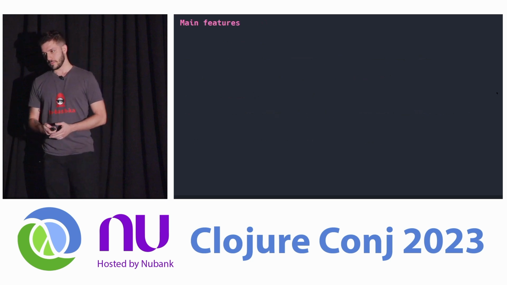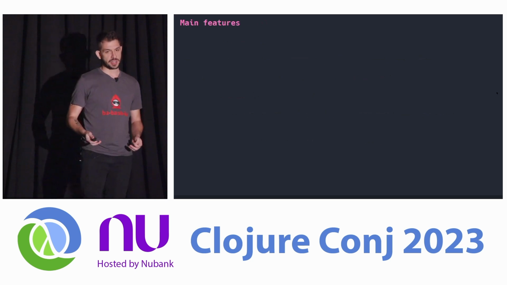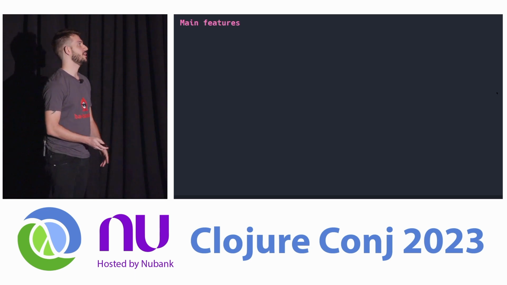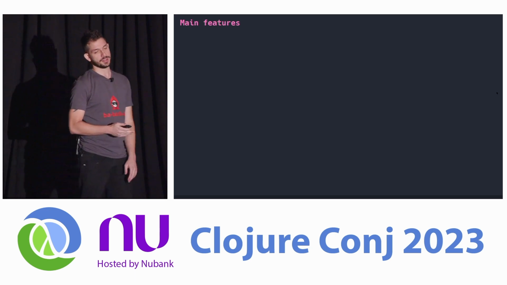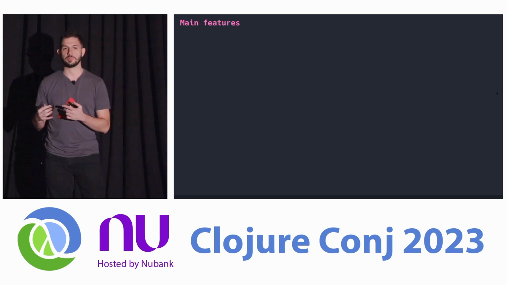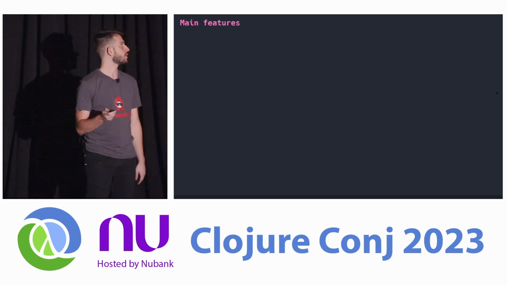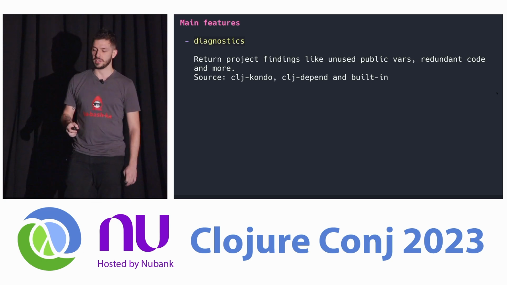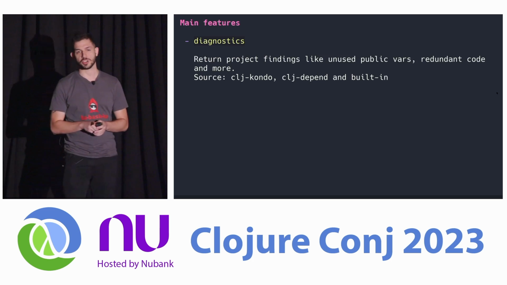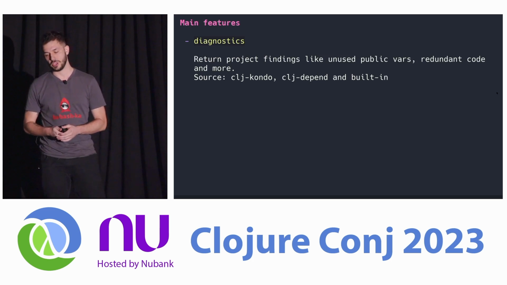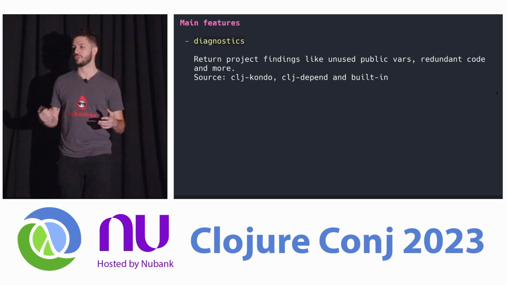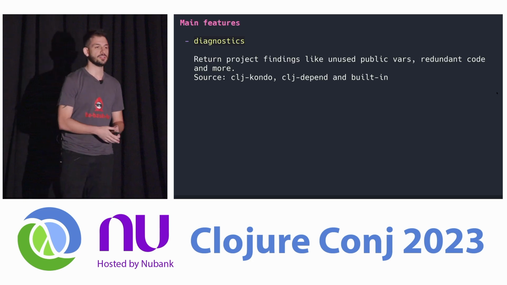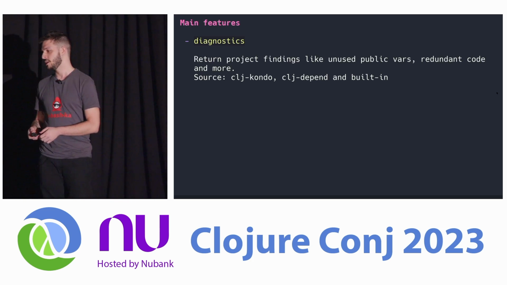So I will talk about the main features after we implemented all those layers and complex things. And these are the main features of the Clojure-lsp API part. So we have the diagnostics. Diagnostics is probably pretty similar to clj-kondo used via the command line, because it provides all the findings of the project, like unused vars, unused code, redundant code, and things like that.